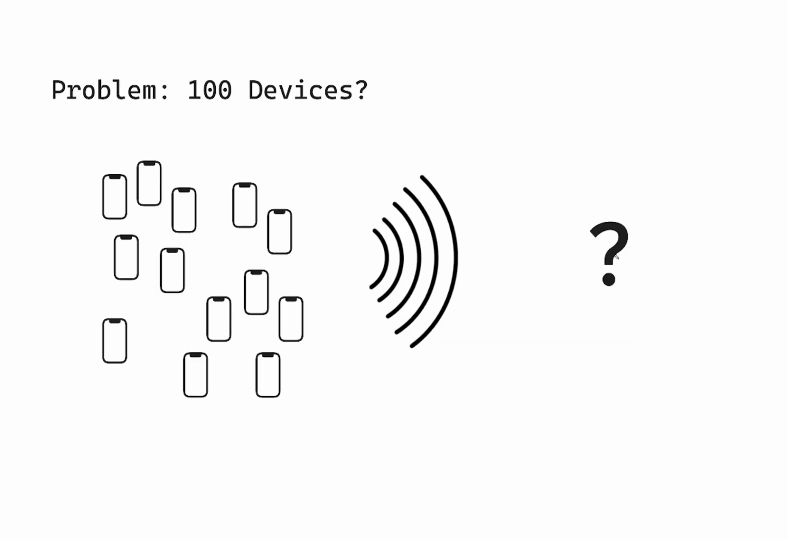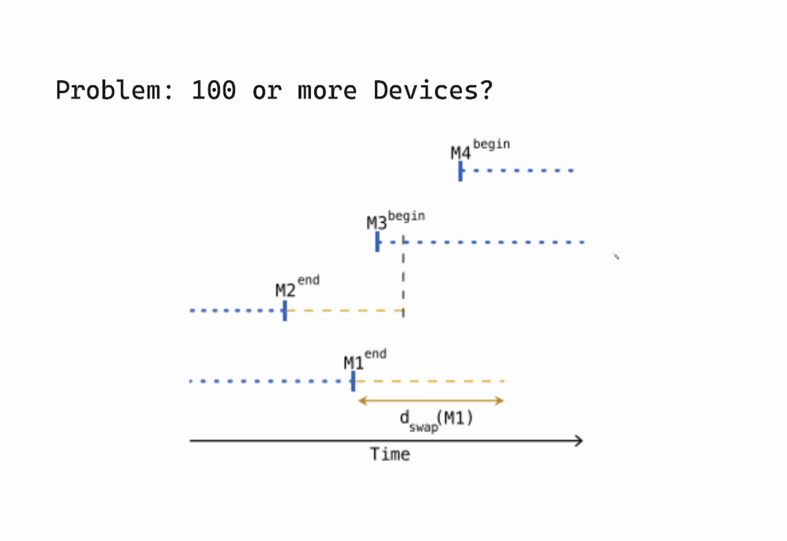But there's a problem. So what if there's a lot of devices? Say there's over 100 devices. In this type of environment where there's a lot of devices, it's no longer trivial to connect the old MAC addresses, the disappearing ones, with the new appearing MAC addresses, because you end up with ambiguity and conflict clusters.